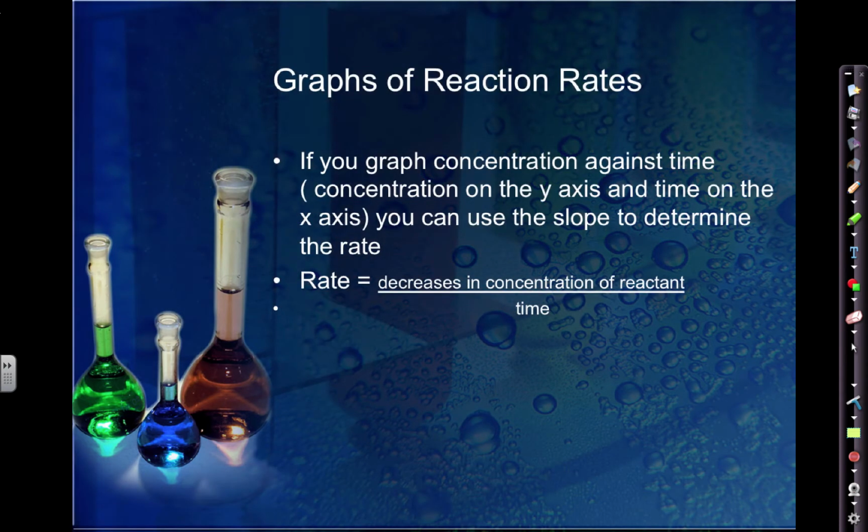So when you graph concentration against the time, you can actually use the slope to determine what the rate is. So the rate will be the decrease in concentration of a reactant divided by the amount of time it happens in. So anytime that we have a reaction and it's just beginning to progress, you should see the reactant start to decrease with respect to time. And then that's going to give you the rate of the reaction.